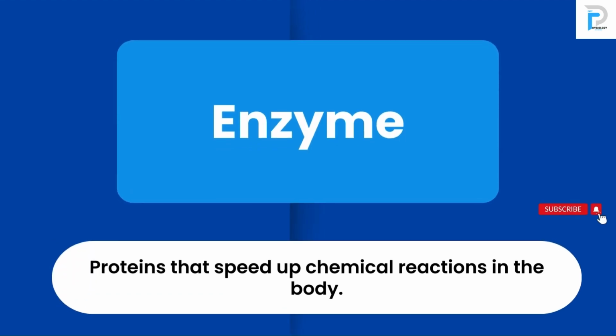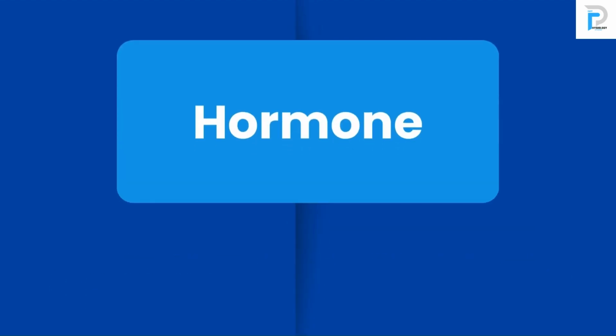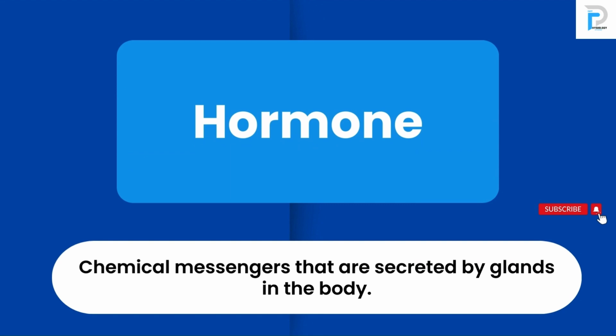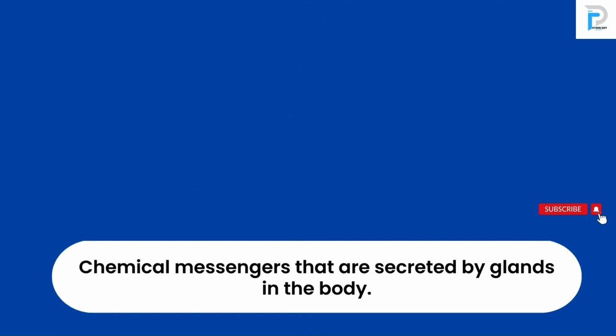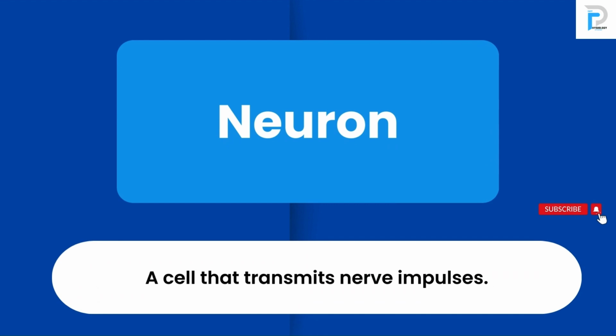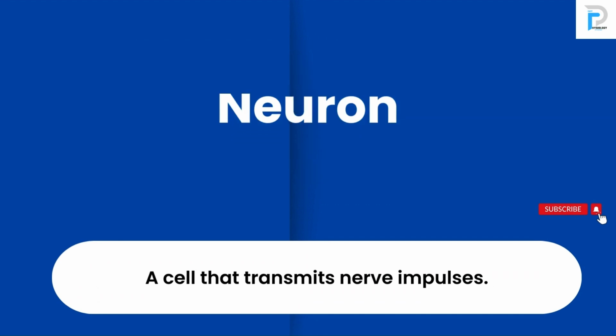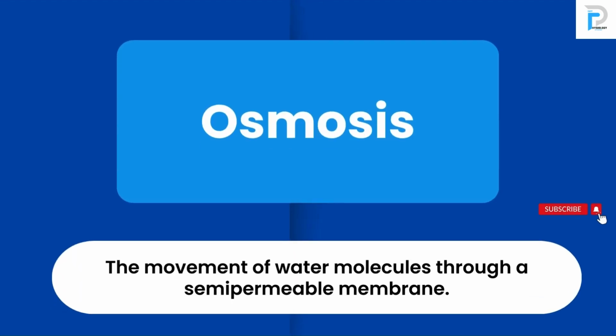Enzyme. Proteins that speed up chemical reactions in the body. Hormone. Chemical messengers that are secreted by glands in the body. Neuron. A cell that transmits nerve impulses. Osmosis. The movement of water molecules through a semipermeable membrane.